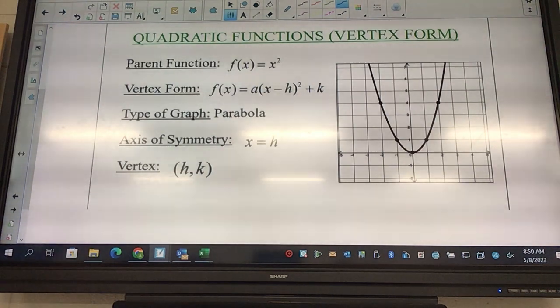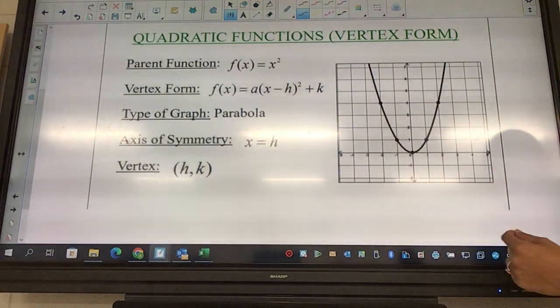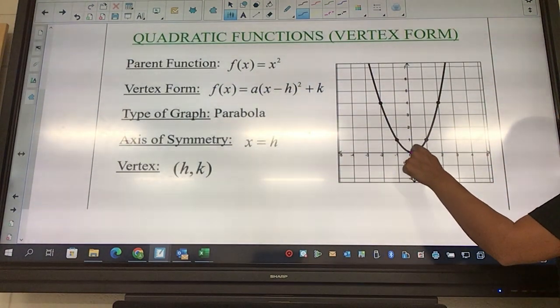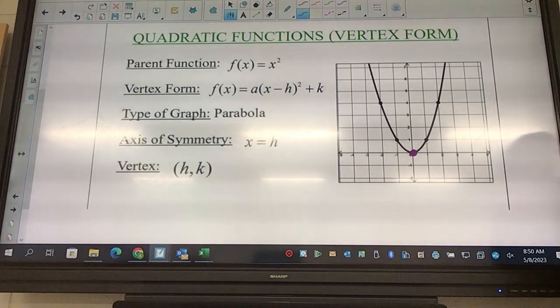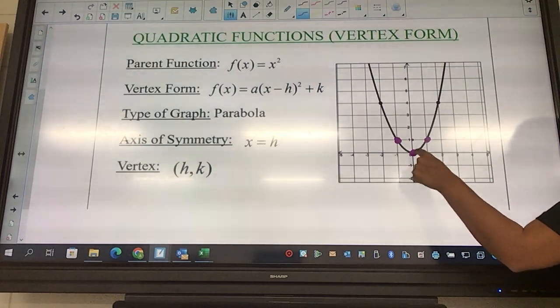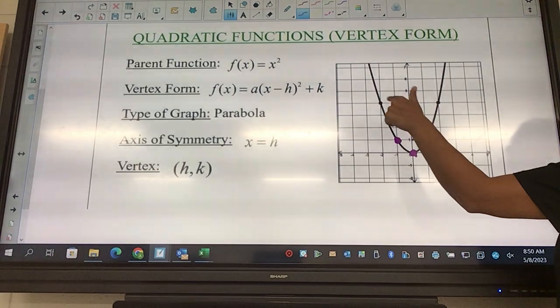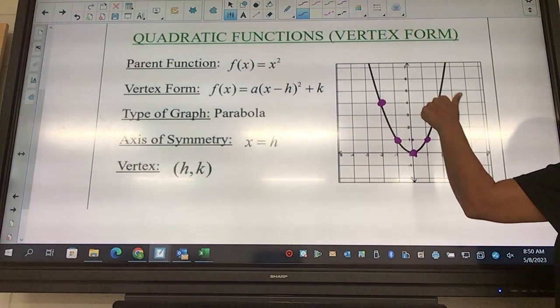So the very first one is always going to be this, and it's the mom and dad graph. The mom and dad graph starts here at 0, 0. And then you can see that first set of points, you're going to go up one and over one. Up one and over one. And then we go up how many? Four. One, two, three, four, and over two. Up four, over two.